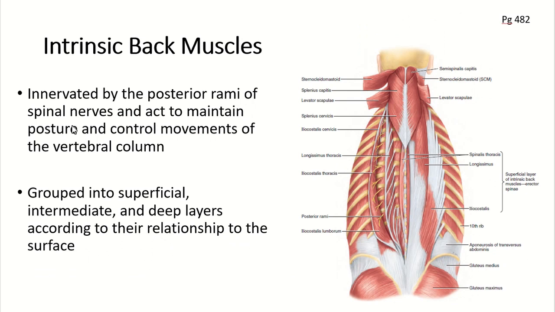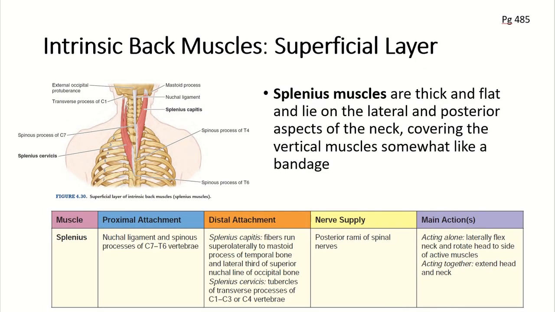Our intrinsic muscles, on the other hand, are the ones that are very, very deep, and they serve to maintain posture and control movements of the vertebral column. These are grouped into superficial, intermediate, and deep layers according to their relationship to the surface of our skin. The ones that are most superficial are our splenius muscles, and these are thick and flat muscles.